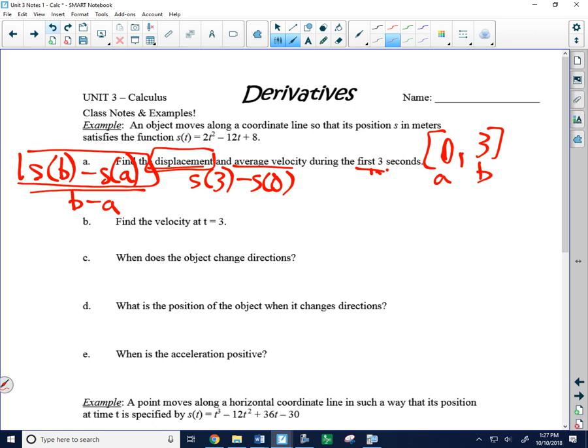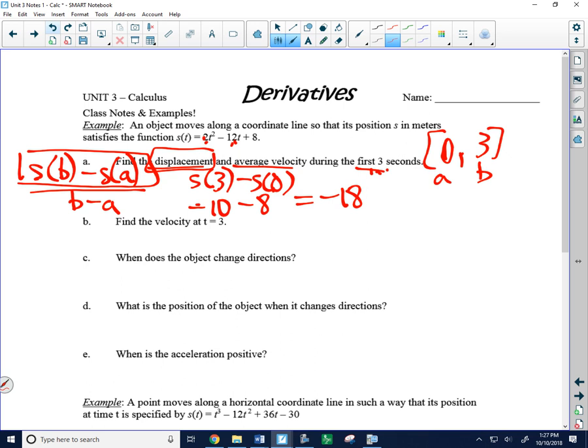I'd like to not take a lot of class time to work this out, but you plug in 3 right here and here. You work it out. You get negative 10. Minus, you plug in 0. I can do that one. 0, 0, you get 8. So that is the displacement.